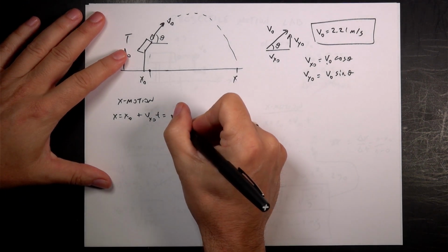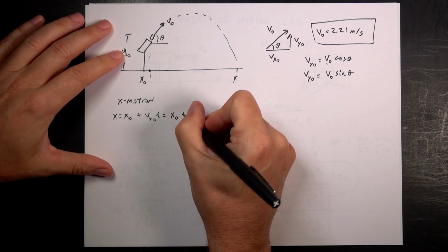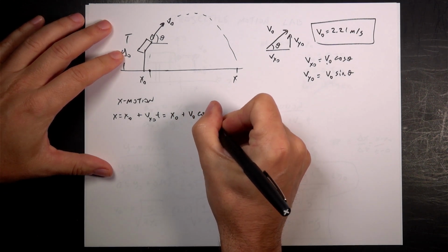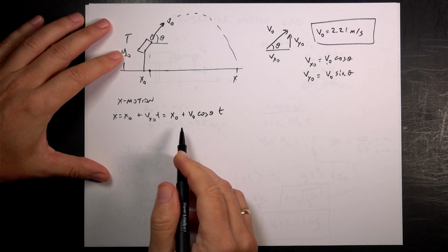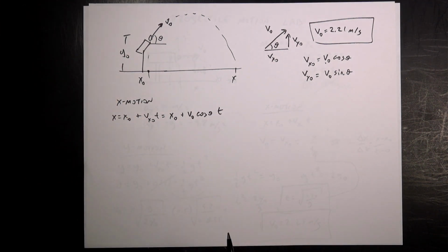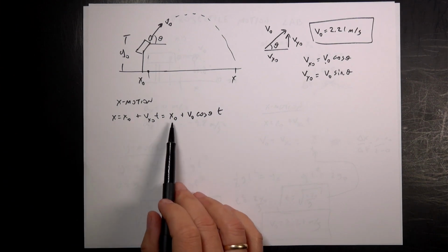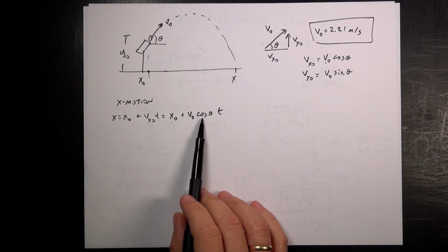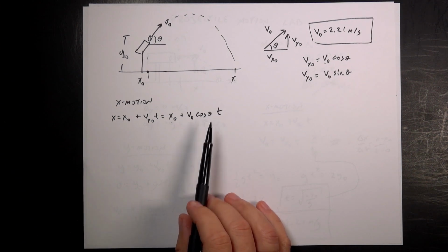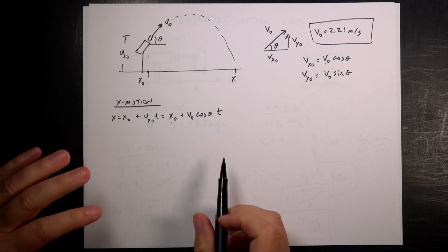So I could write this as x0, which is 0, but I'll write it as x0 plus v0 cosine theta times t. That's the same thing; instead of vx0, I put v0 cosine theta. Again, I'm trying to find the final x. I know the initial x, I know v0, I know theta. I just don't know the time. So in order to find the time, I'm going to use the y motion.